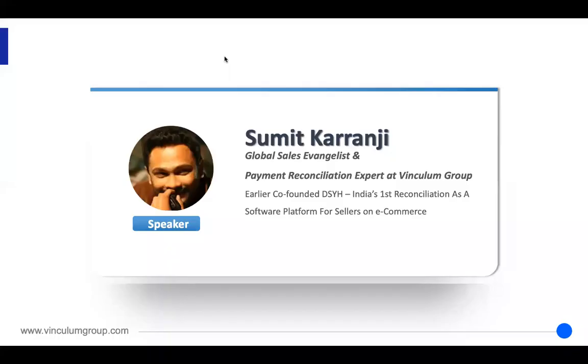Our speaker for today is Mr. Sumit Karanji, who is among the industry's top payment reconciliation experts and a global sales evangelist at Vinculum. Sumit will walk you through how to decode Amazon settlement reports and help you save precious bucks.